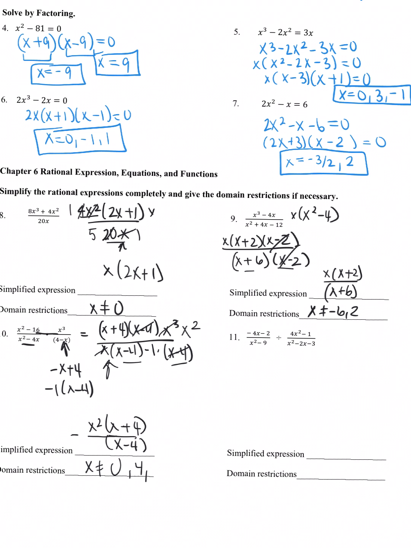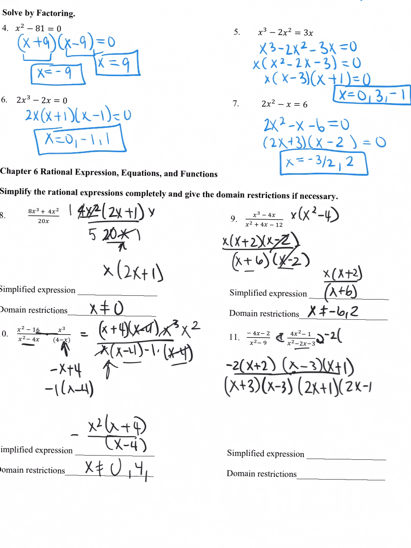All right, the next one here, again, factor out a negative 2. That's going to leave me, I'm going to do it down here, an x plus 2, that sign changes. Difference of squares, x plus 3, x minus 3. This is a keep, change, flip, so I'm keeping the first one, I'm changing this to multiplication, and I'm flipping this. When I factor this using the x, it is x minus 3 and x plus 1. And when I factor this, it's 2x plus 1 and 2x minus 1. It's a difference of squares.